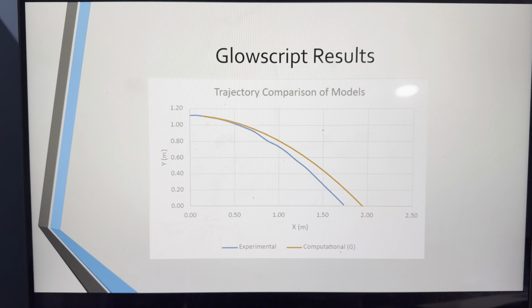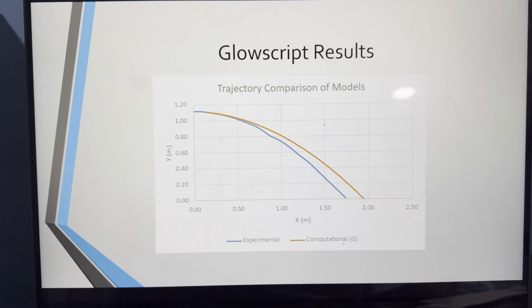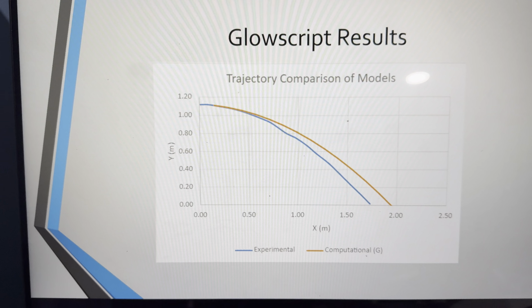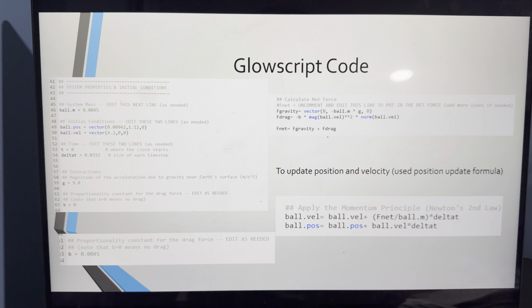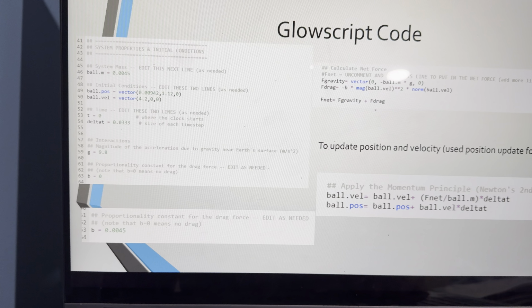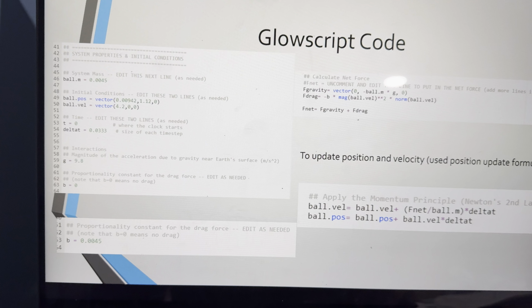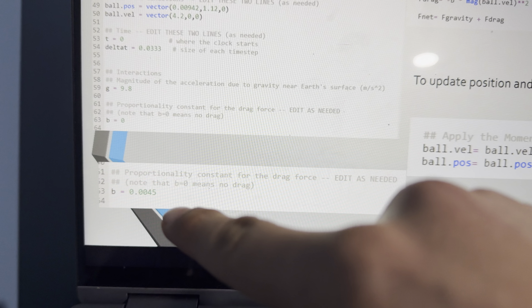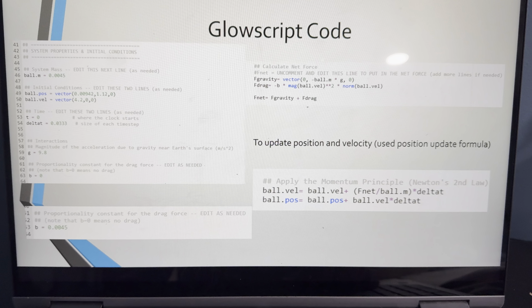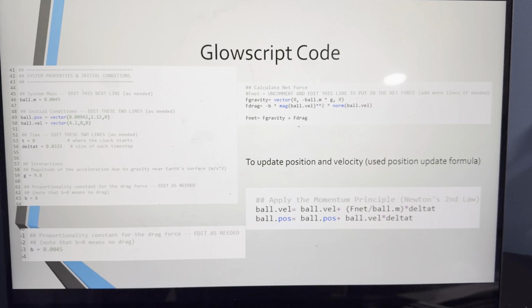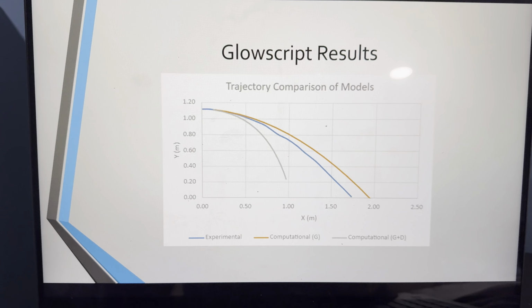This shows that since we didn't have a drag force in our computational model, the object was going to have a larger x value since there wasn't anything holding it back. And for the next one, with the drag force, it was almost the same, except that I added a b of 0.045, which is about the mass of the object. And I continued with adding the same GlowScript code as before.